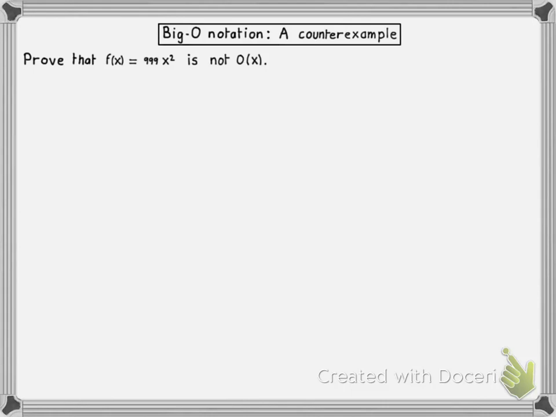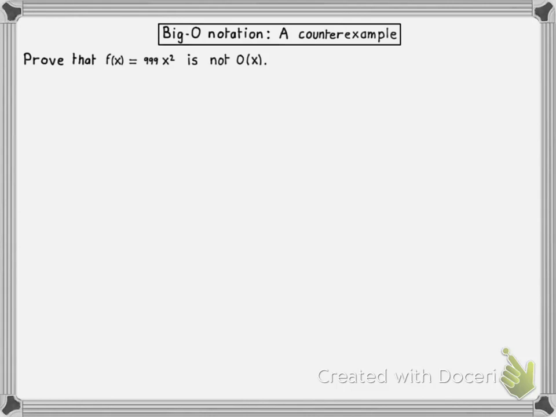So f of x is equal to 999 times x squared. Recall that we proved this function is big O of x squared and big O of x cubed and so on. In this segment, we're going to prove it is not big O of x. Let's assume it were big O of x.